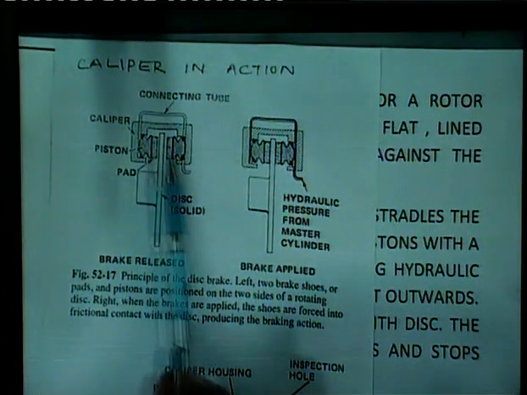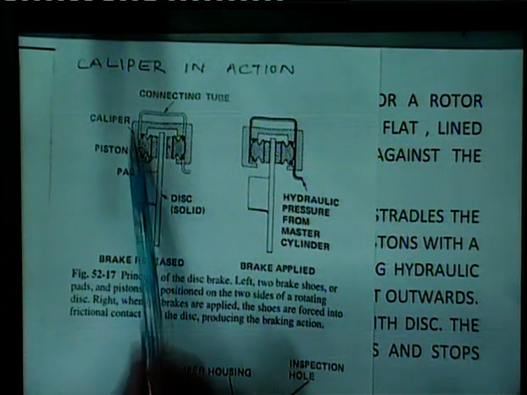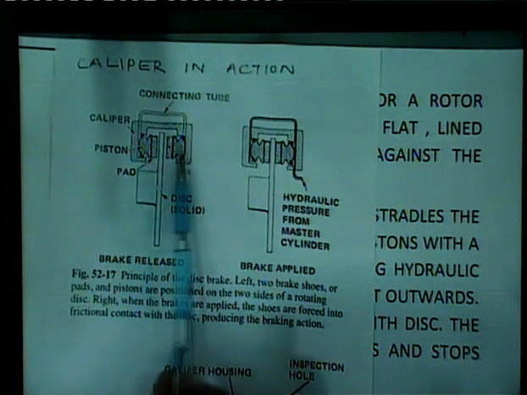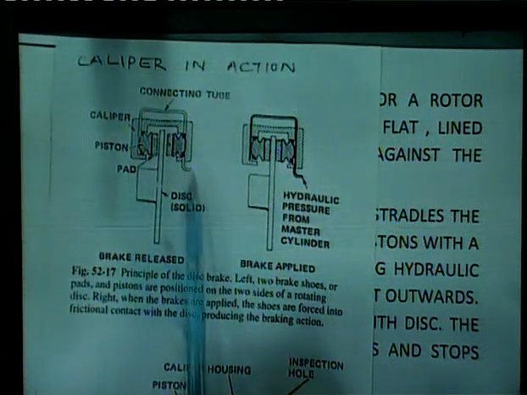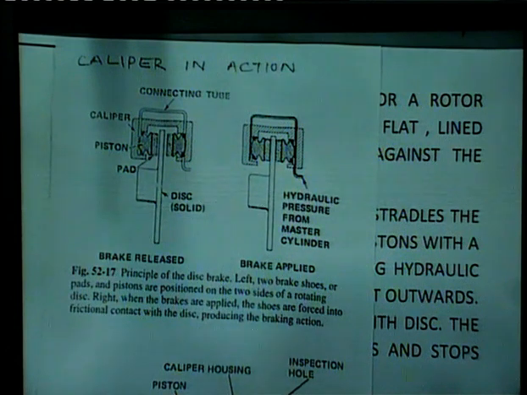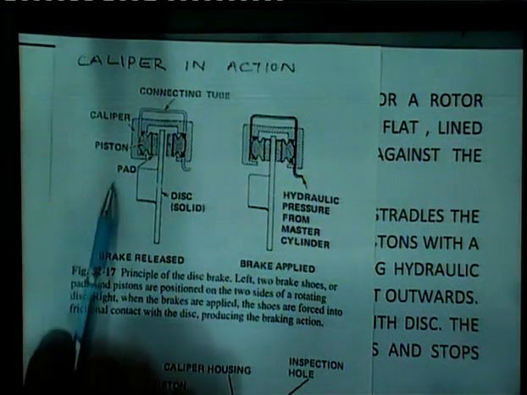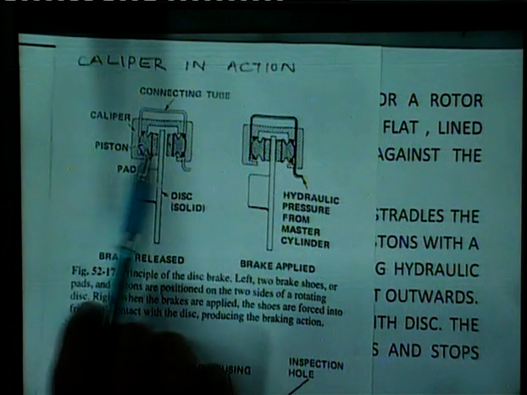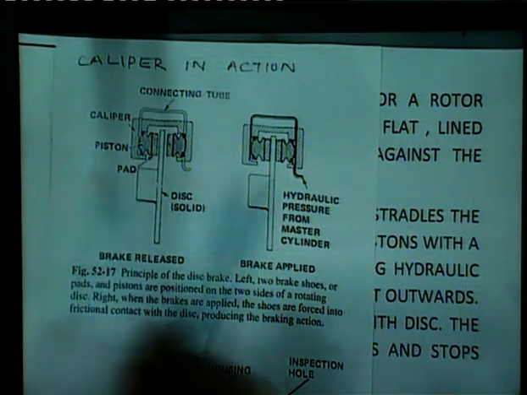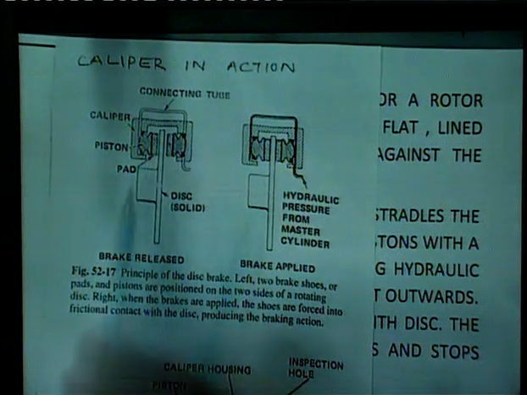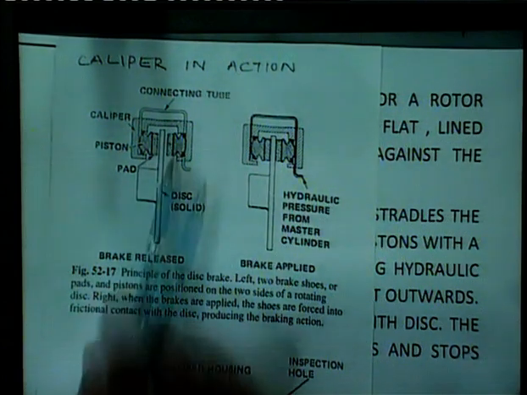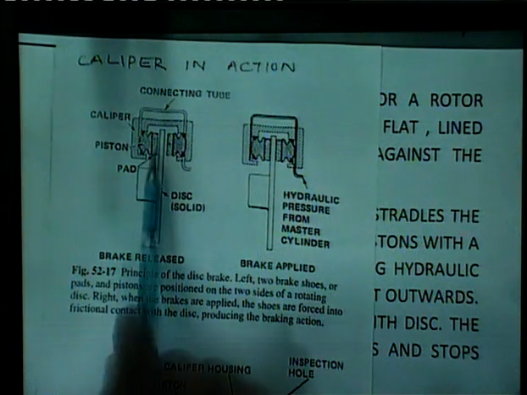These are the disc pads, and this is a caliper that holds the pads together. So, the caliper is a device in which the pistons and the pads are mounted. When we press the pedal, it moves the piston outward, which closes the gap between the two pads. And this is the position when the brakes are released.